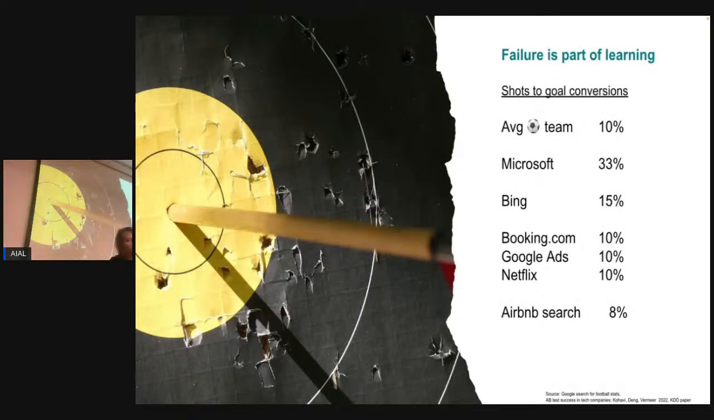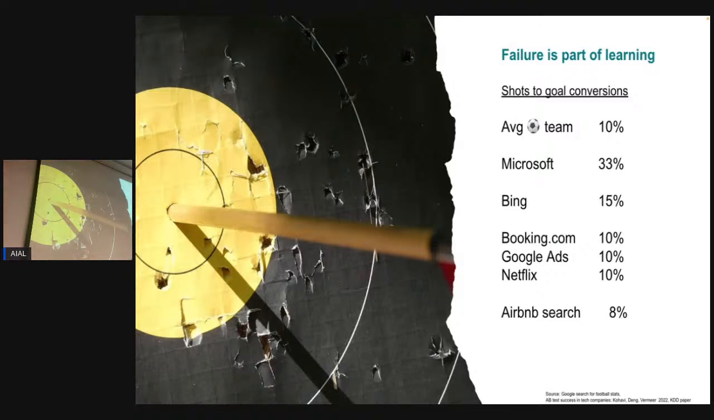So actually, failure is part of learning. If you stumbled upon a test which is not successful, it's actually quite the norm. So if we look at, let's say, an average soccer team in the Premier League, oh yeah, we're in Europe, I can say football. Their shot to goal conversion is 10%. So out of 10 attempts to score, only one would be successful. And it is quite a similar situation in very advanced tech companies.